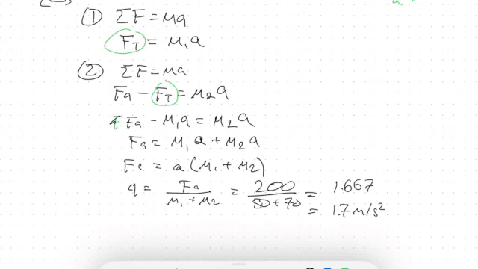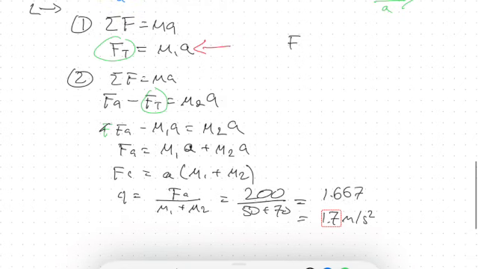We also need to calculate the tension. We can plug acceleration back into there. Force of tension equals m1, which is 50, times the acceleration.